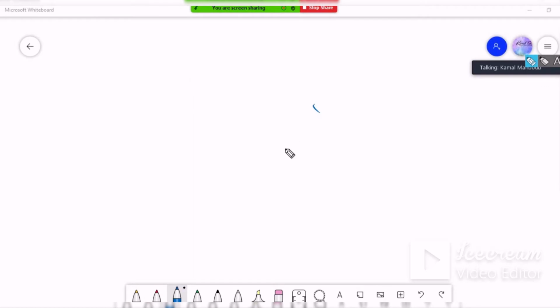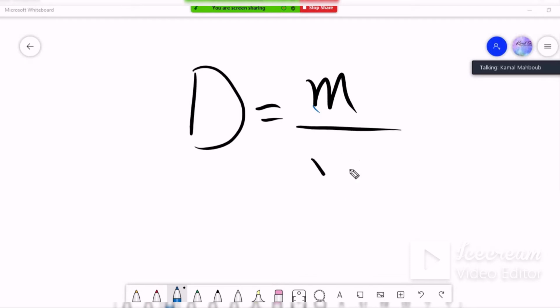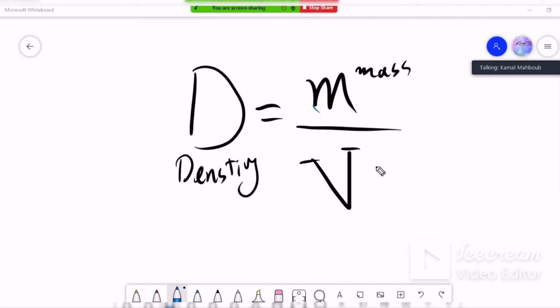Now let's compare mass and volume. The density of any object equals its mass divided by its volume. To calculate the density of any object, we calculate mass divided by volume. That is the density. Now look at the relationship between each one. At the beginning, this one is density, and this one is mass, and this one is volume. Let's speak about the relationship between each one, and concentrate with me to understand this.